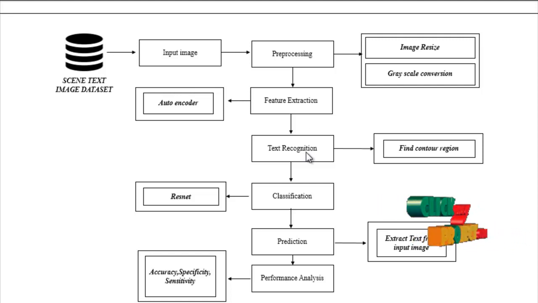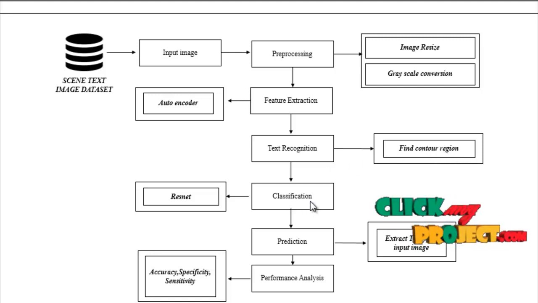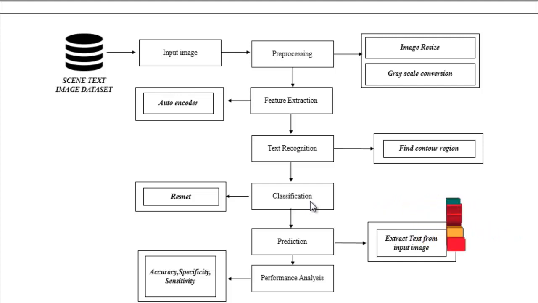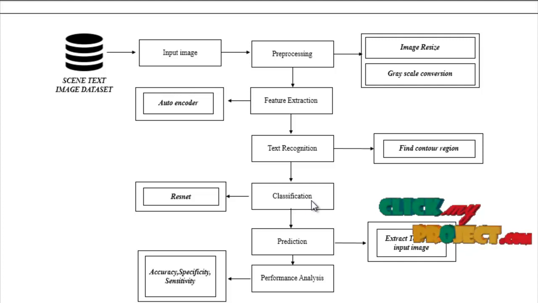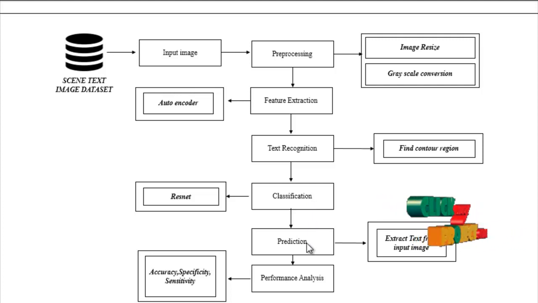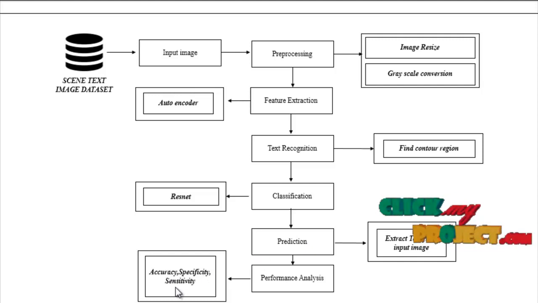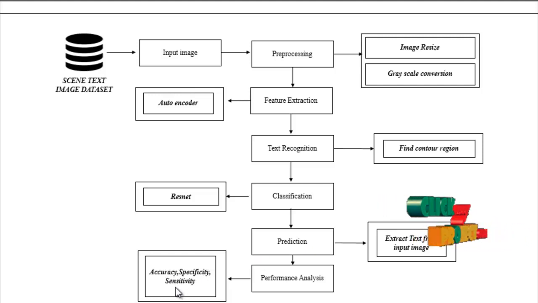Here we extract or recognize the scene text by finding contour regions. Then classification. Here we implemented ResNet for classifying the input image. Then finally prediction. Here we predict or extract text from the input image. Finally we estimate some performance metrics like accuracy, specificity, and sensitivity. So this is the flow of our project.